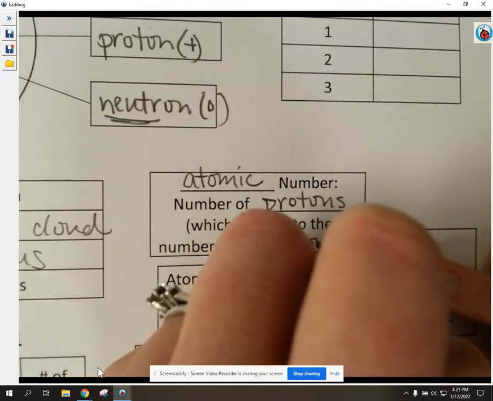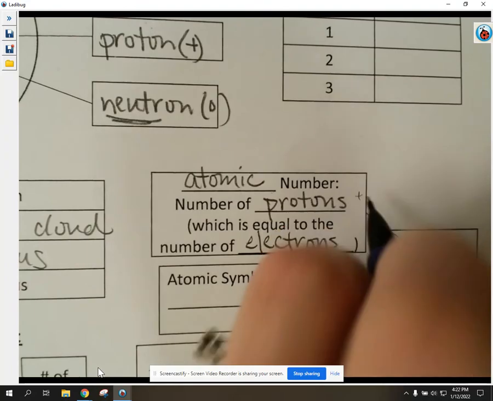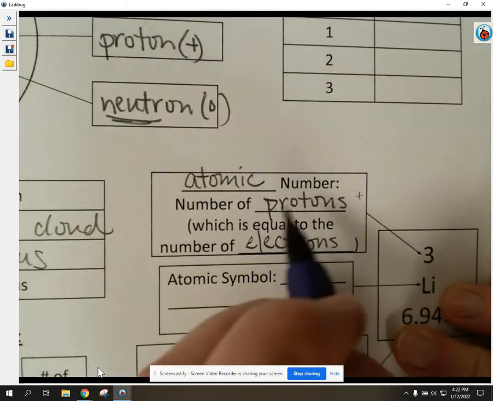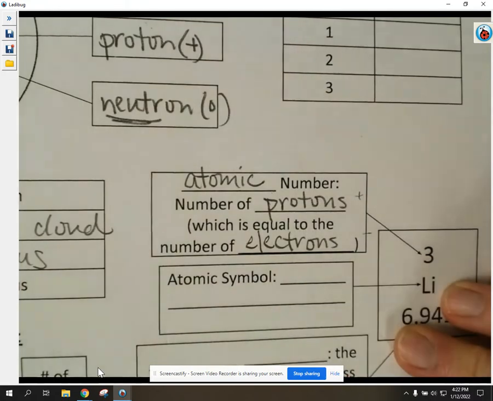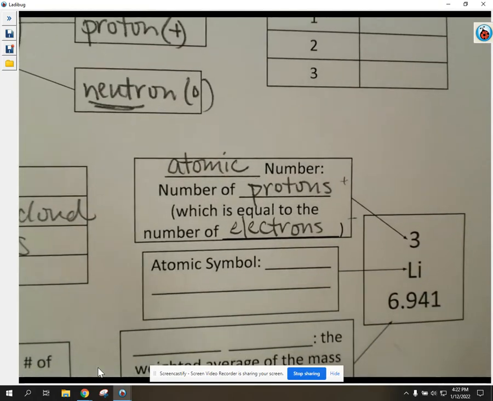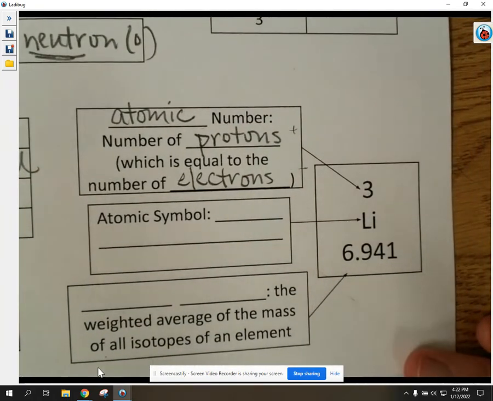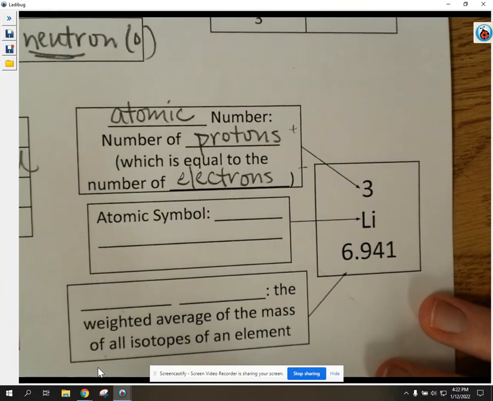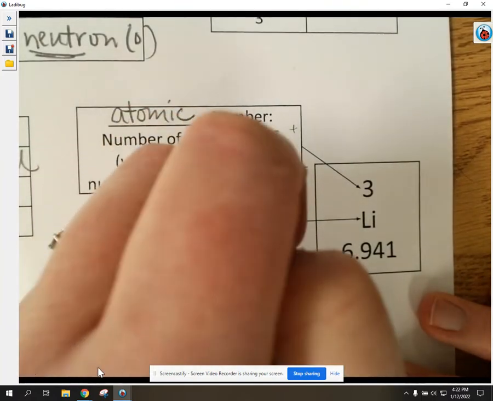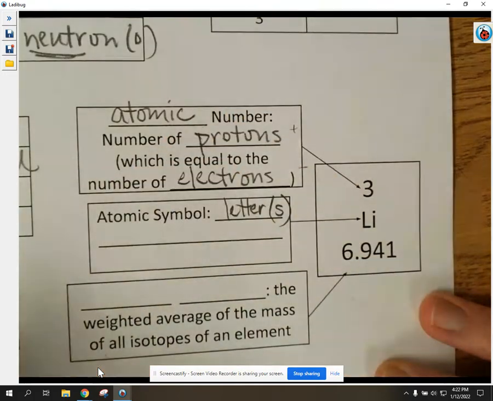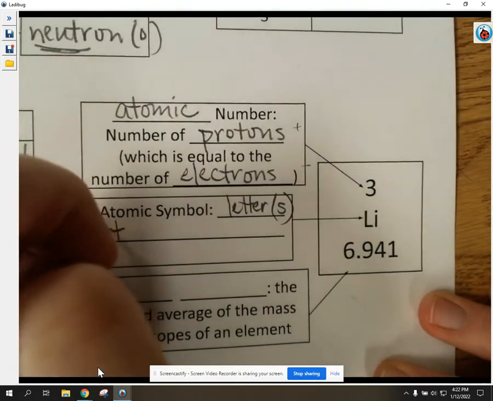Now, here's how I want you to remember that. Protons are positive, right? And so for an atom to be neutral and stable, we want it to have the same number of negative electrons, right? So that it is neutral. Okay? So while we're looking at this box, the letters right here are the atomic symbol, or the letter or letters that represent the element.